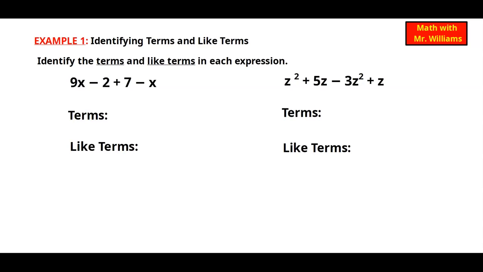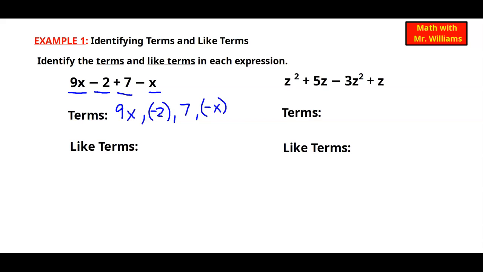Math with Mr. Williams, example 1, identifying terms and like terms. Identify the terms and like terms in each expression. So the first one we have 9x minus 2 plus 7 minus x. So our terms are all separated by the addition and subtraction. So we have 4 terms total, and they are 9x, a negative 2, 7, and a negative x.